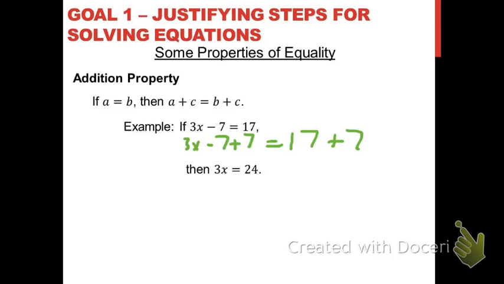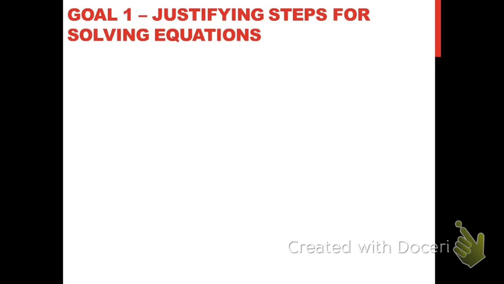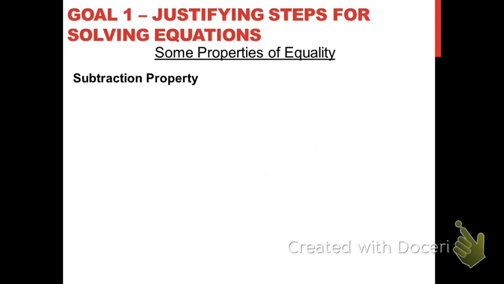All right, now you might guess that if there's an addition property of equality, there's also a subtraction property of equality. And it's essentially the same thing, but with subtraction. If you have an equation and you subtract c from one side of that equation, you would have to subtract c from the other side of the equation as well. Subtract the same thing from both sides.